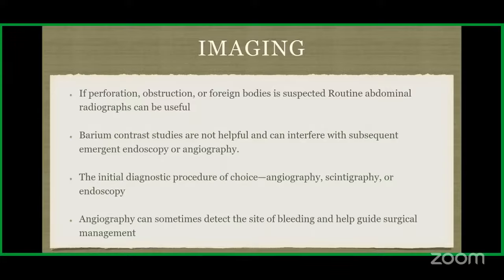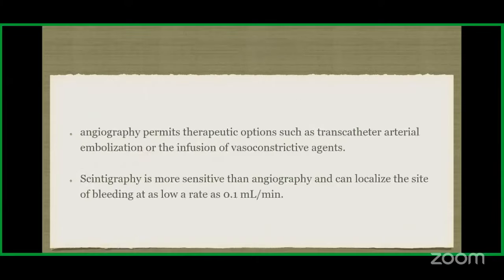Angiography can sometimes detect the site of bleeding and help guide surgical management. It also permits therapeutic options such as transcatheter arterial embolization or infusion of vasoconstrictive agents. Scintigraphy is more sensitive than angiography and can localize the site of bleeding at as low a rate as 0.1 ml per minute.